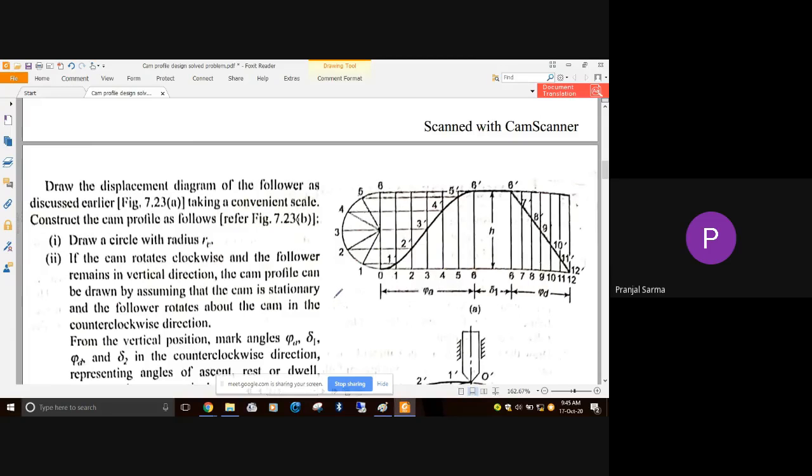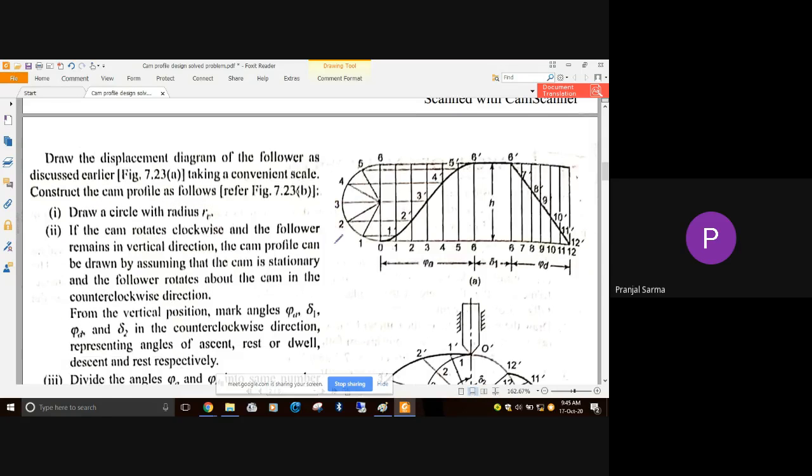Now, can anyone tell me, while drawing the displacement diagram, along the x-axis and along the y-axis, what are the parameters that we consider? Do you remember how to draw a displacement diagram? What are the variables that we consider on the x-axis and y-axis while drawing it? Anyone can unmute and let me know.